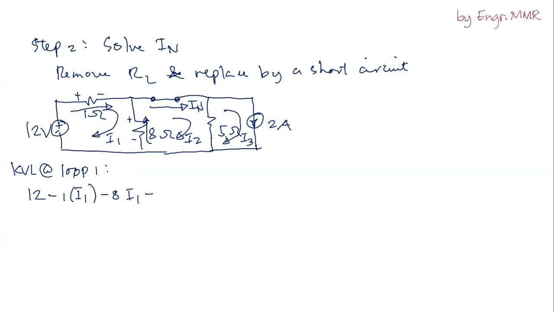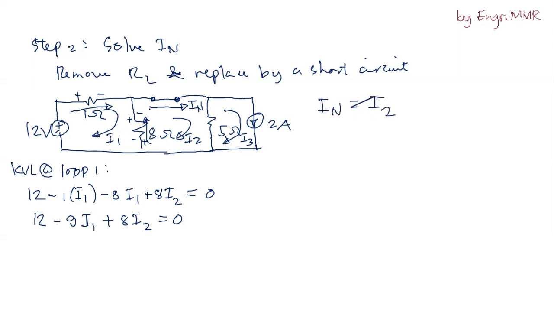Okay, this is minus plus. Since we are referring to loop 1, what we see here is the plus. Since I2 is opposing the direction of I1, you have plus 8 I2. That is equal to 0. And then we simplify: you have 12 minus 9 I1 plus 8 I2. By the way, you might ask where is now the IN. We will temporarily forget IN. Anyway, IN is just equal to I2.